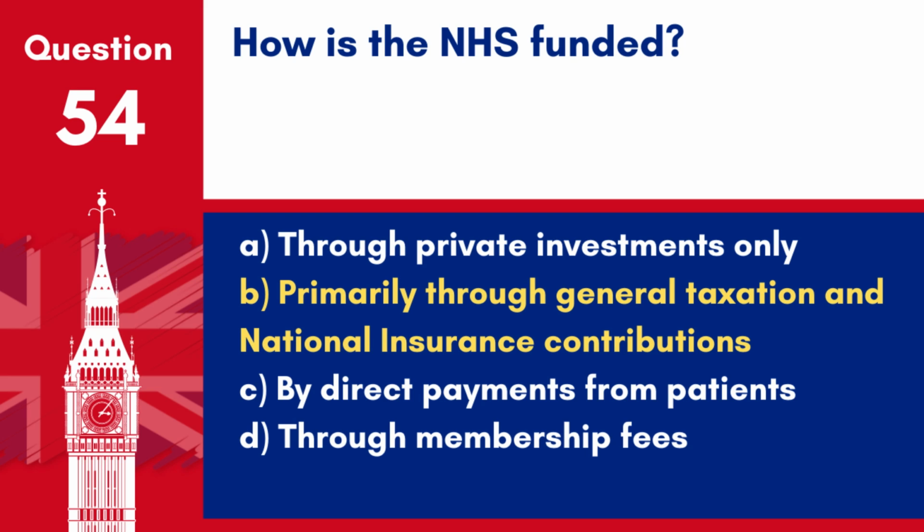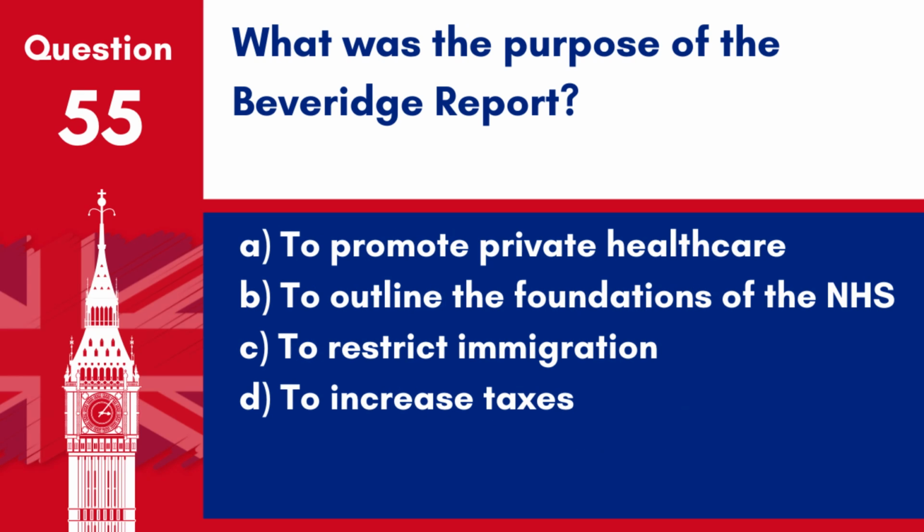Answer: B. Primarily through general taxation and national insurance contributions. The NHS is funded mainly through taxes and national insurance contributions, enabling it to provide health services at no upfront cost to patients. Question 55. What was the purpose of the Beveridge Report? A. To promote private health care. B. To outline the foundations of the NHS. C. To restrict immigration. D. To increase taxes.